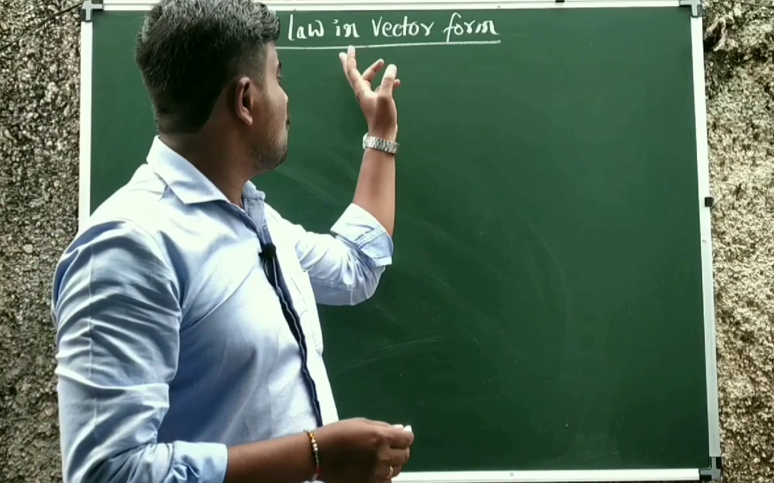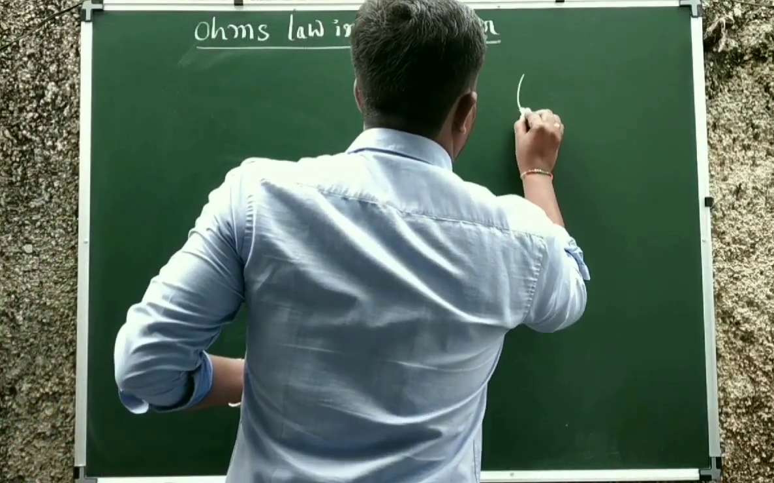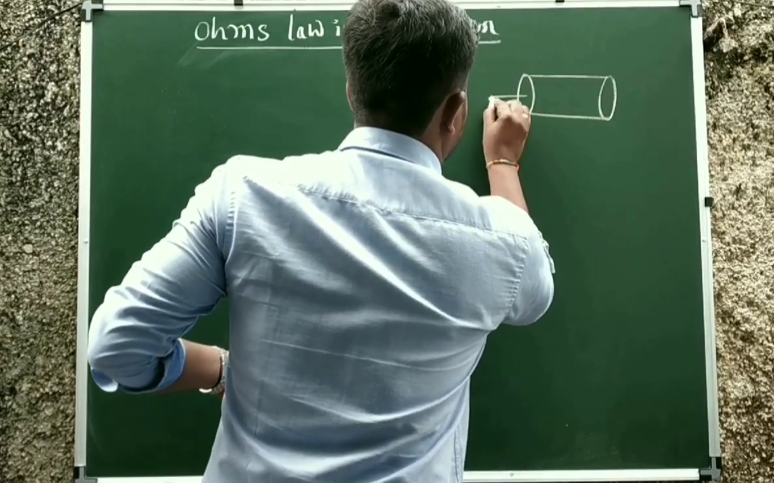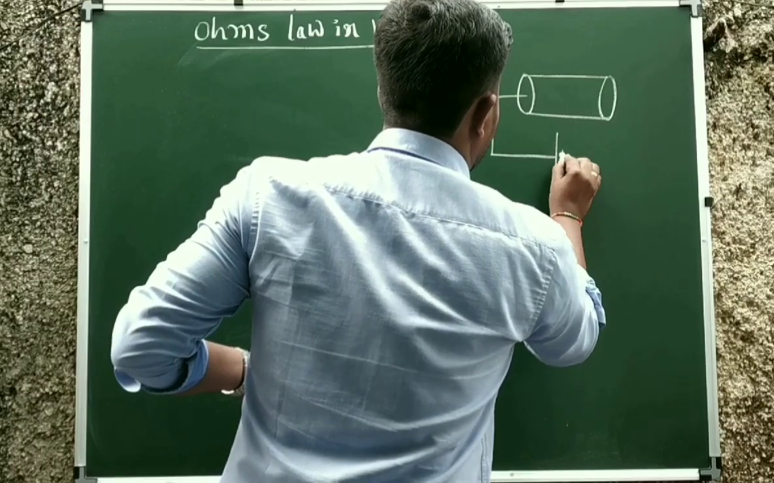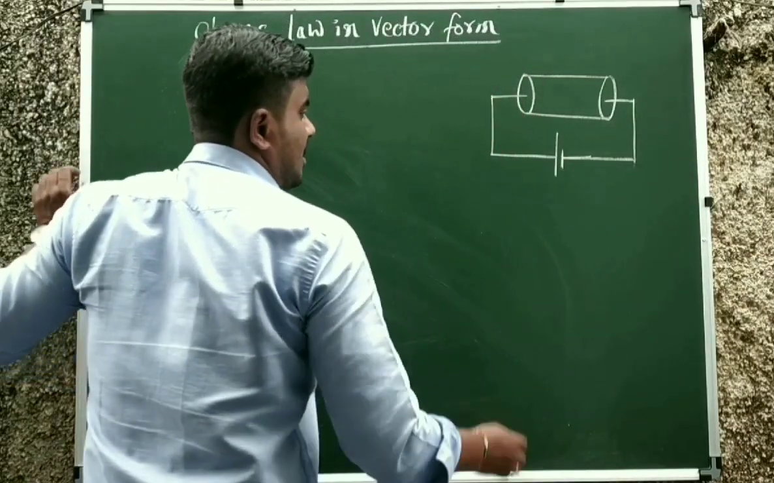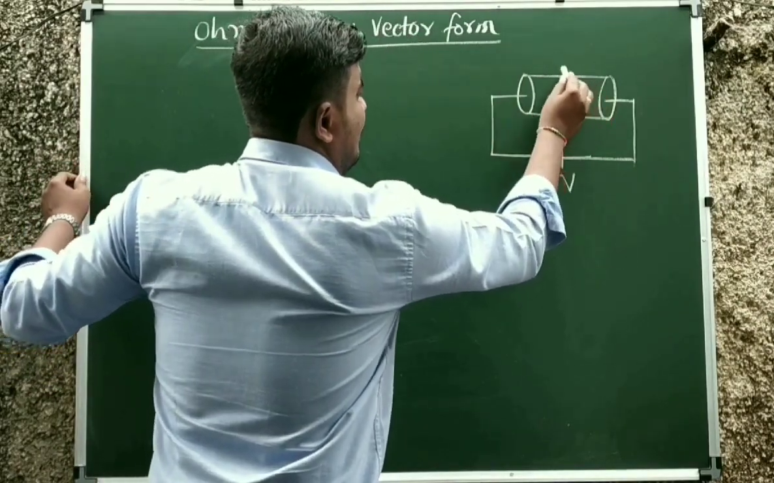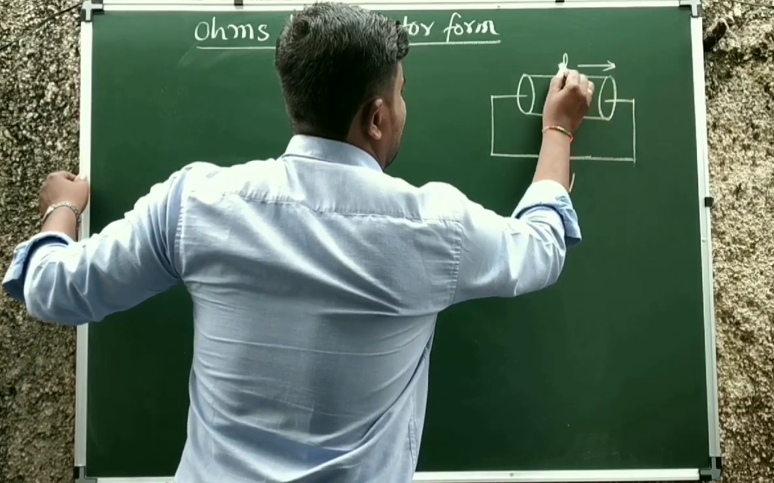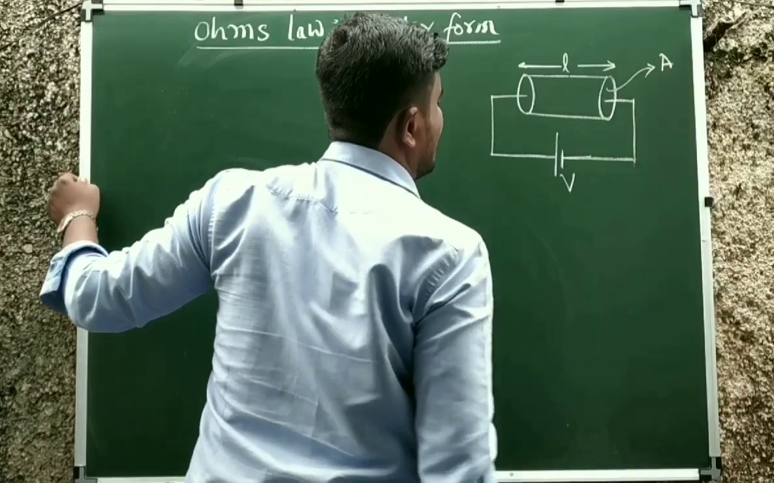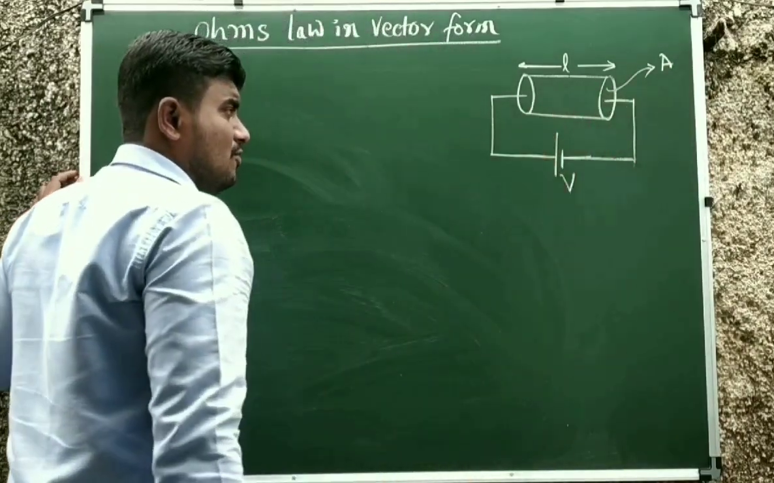Now let us start Ohm's law in vector form. For this, consider one conductor like this, and this conductor is connected with a battery or cell. The potential difference across this battery is V, and let us say L is the length of the conductor and area of cross section of the conductor is A.